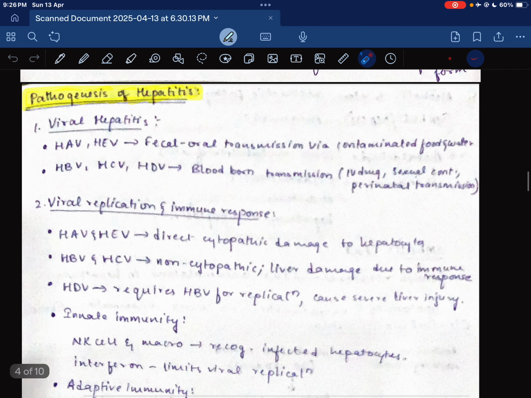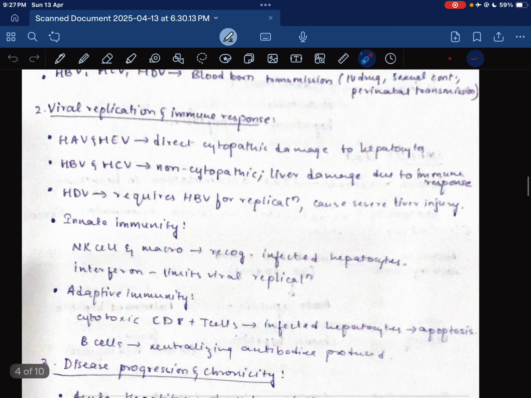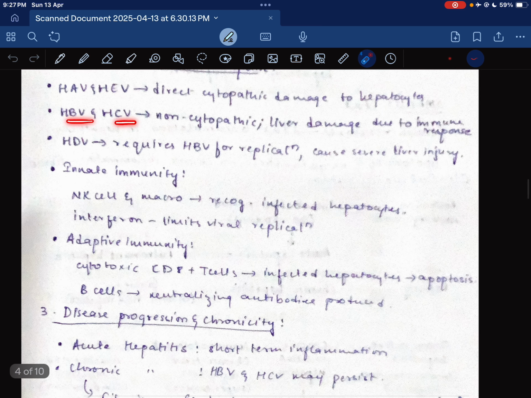Pathogenesis of hepatitis. Viral hepatitis A and E spread by fecal oral transmission via contaminated food and water. B, C, and D spread through blood-borne transmission, followed by viral replication and immune response. A and E cause direct cytopathic damage to hepatocytes. B and C are non-cytopathic, but liver damage is due to immune response. D requires HBV for replication and causes severe liver injury.